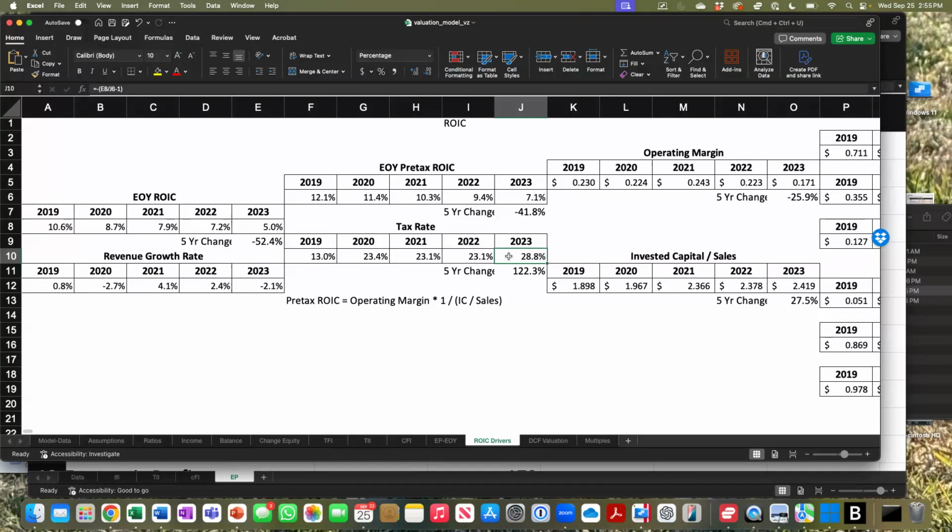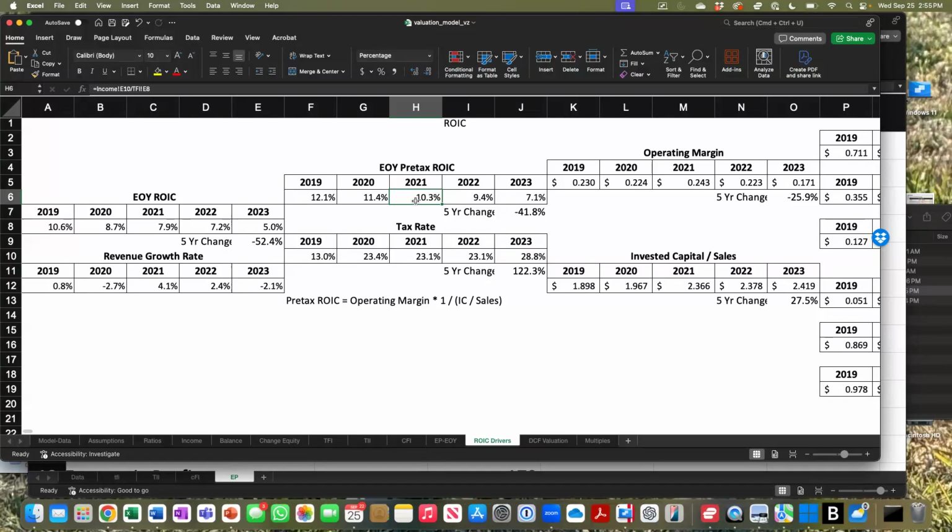taxes. Driver number one. When we take out the impact of taxes, we get what's called the pre-tax ROIC. What's going on with the underlying business? Selling cell phones, data services. In 2019, Verizon's pre-tax ROIC was 12%. In 2023, it fell to 7.1%. So the underlying business at Verizon also got worse. Not just they were paying more in taxes, the underlying ROIC got worse.